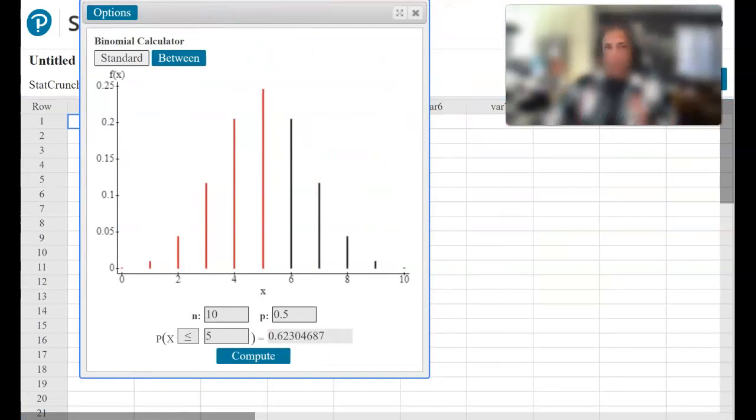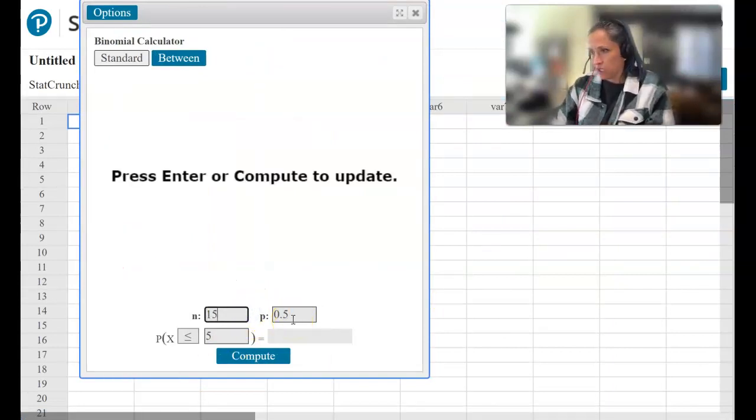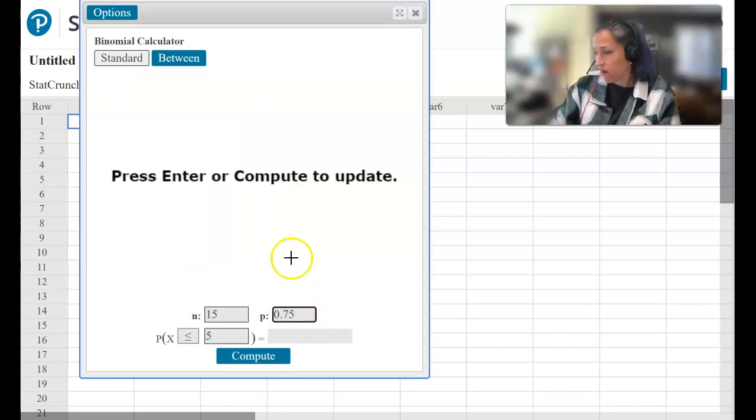So first thing it asks for is what is our n? So we translated that, it's 15. And then what is our probability of success? That's our 0.75. And really, once you have n and p, you know everything there is to know about a binomial distribution, and you can find anything you want to find.